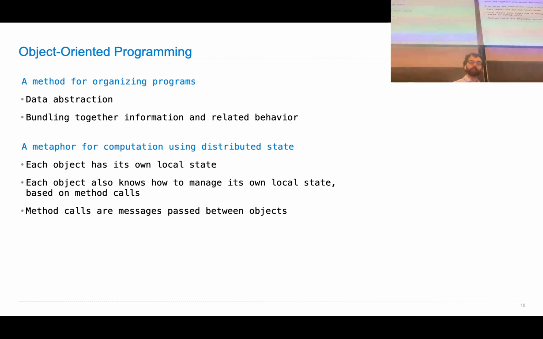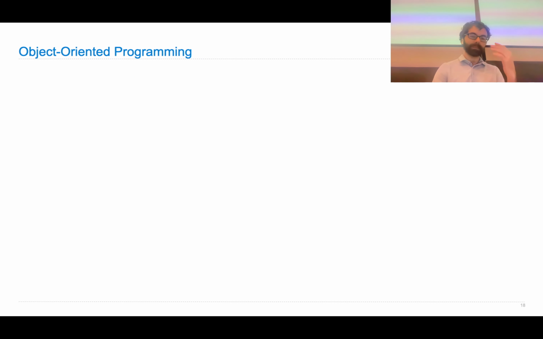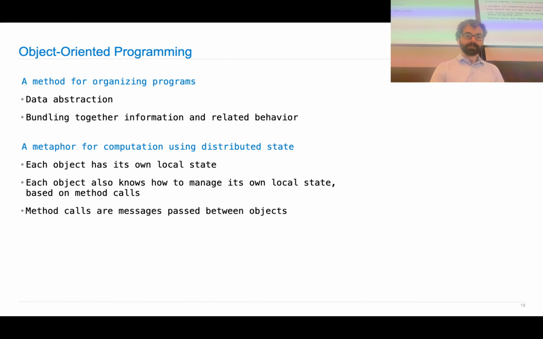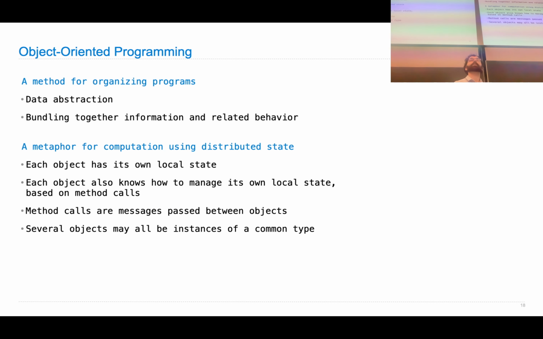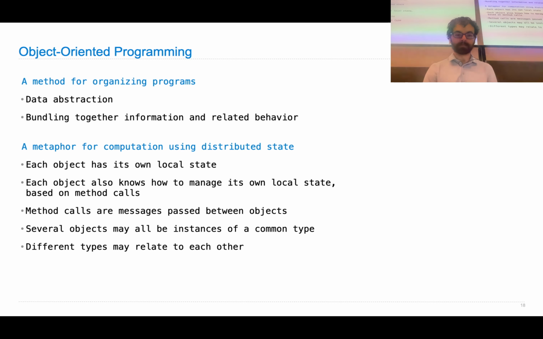And then method calls, you can think of them as ways that objects can communicate, so to speak. It's kind of a little vague. And with several objects, what's nice is that they can all be instances of a common type. They all have the exact same interface. They all have a value function.